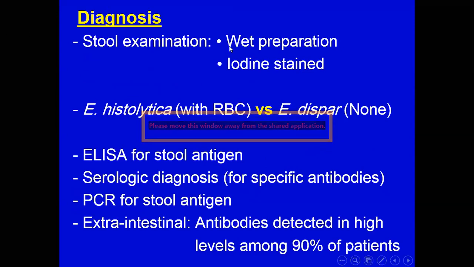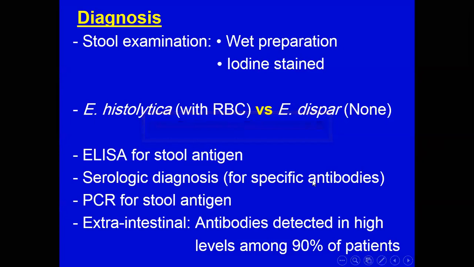Diagnosis, stool examination. As I said, we make 2 slides, wet preparation with normal saline and iodine stain, and you know why we make iodine stain. The most important thing is to differentiate between Entamoeba histolytica and Entamoeba dispar by the presence of RBC. Entamoeba histolytica contains RBC, while Entamoeba dispar has no RBC. ELISA to detect the stool antigen of Entamoeba in the stool.